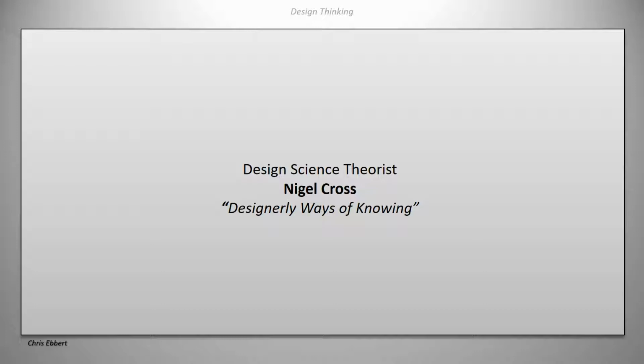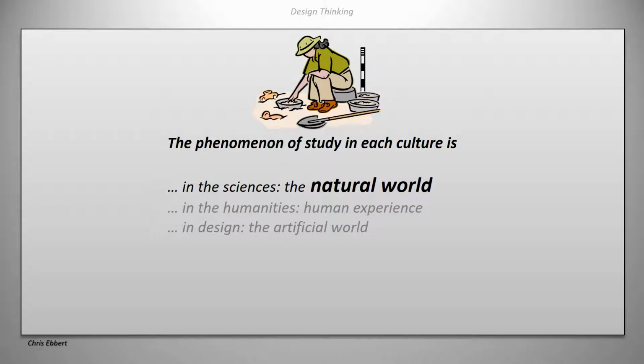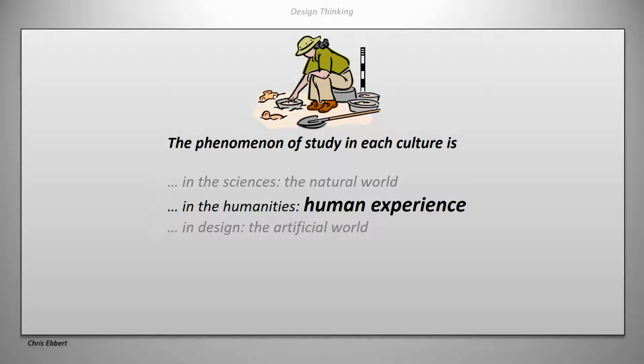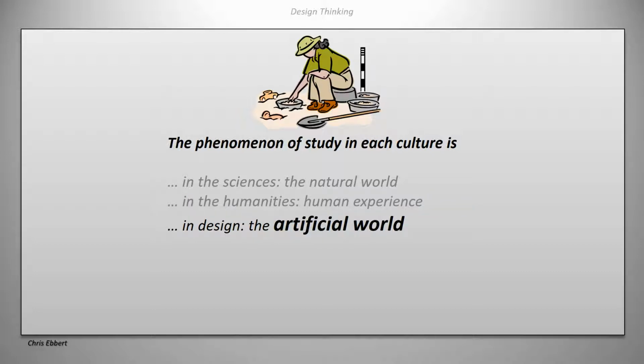There is another man, Nigel Cross, who wrote the book Designerly Ways of Knowing. And he pointed out these interesting differences between the disciplines. He basically said the phenomenon of study in each culture is different. Now, in the sciences, it is the natural world that attracts all your interest. In the humanities, you're all concerned about the human experience. And in design, it's the artificial world that captures your interest. I find that a very nice, simple picture to understand where we all sit.